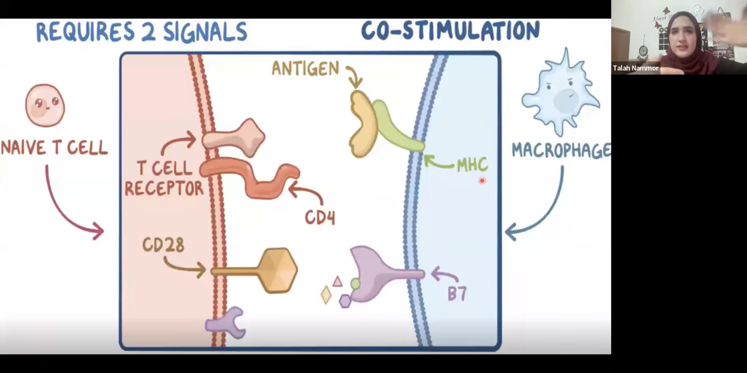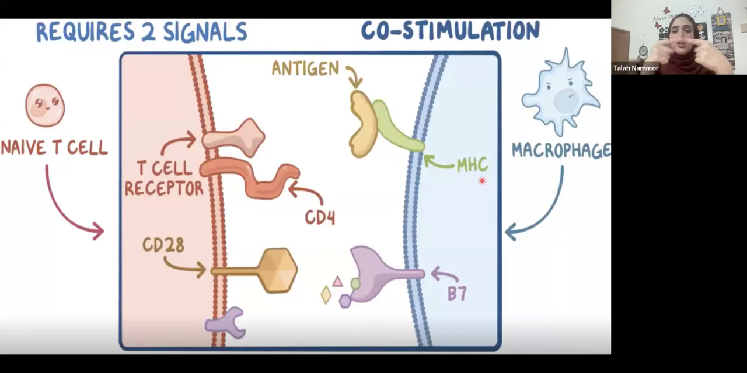So on the naive T cell, the two receptors are the T cell receptor, which makes sense, it's a T cell, and something called CD28. Okay? Those two need to interact with two other receptors found on the antigen presenting cell. The T cell receptor is going to interact with MHC class 2 that is presenting the antigen. The T cell receptor is going to try to recognize what antigen it is through the interaction between MHC class 2 and the T cell receptor.